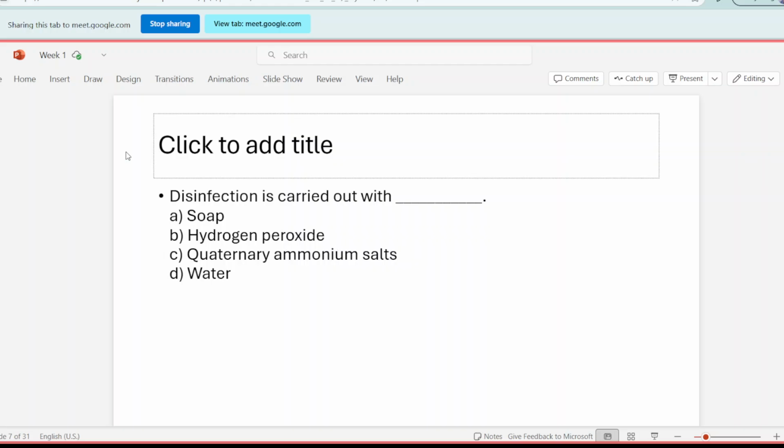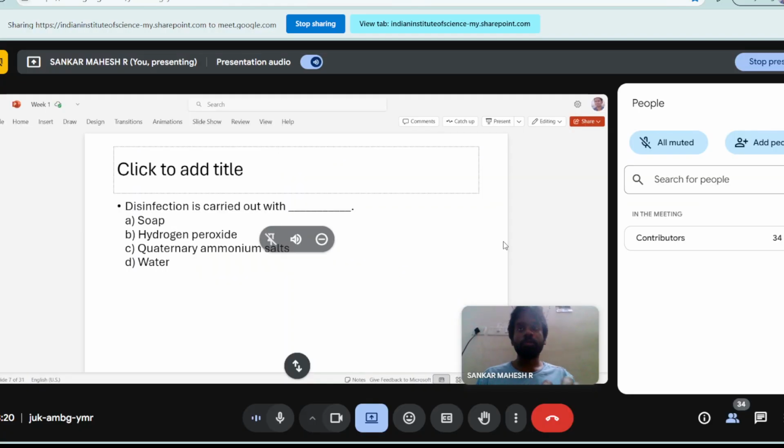The next question is: disinfection is carried out with, and four options are given here: soap, hydrogen peroxide, quaternary ammonium salts, water. Think about this question for a couple of minutes, starting with the wrong options. We'll eliminate the wrong options so that we get to discuss them, and then finally we'll come to the right option. Whoever knows the answer can raise your hands. Please do not type the answer in the chat box.